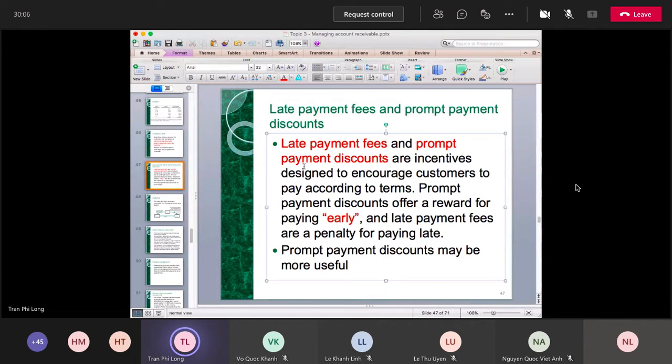Later, in the next few slides, you will know why the customer doesn't care about the late payment fee. Because when the customer can extend the payment period, you will see that the implicit cost of trade credit will reduce significantly. You can see it in the next few slides, okay?